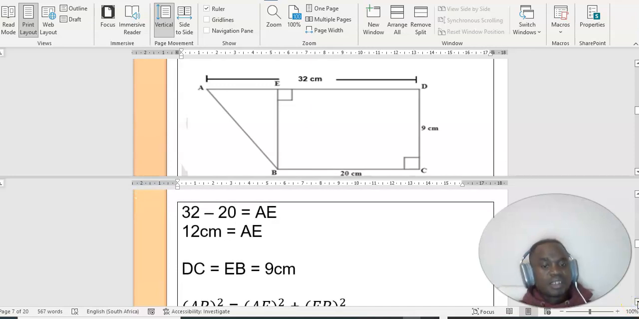Okay, DC is equal to EB. Where is it? DC is equal to EB. It's a rectangle. Opposite sides are equal. So DC is equal to EB. All of them are equal to 9. So this side is 9. This side is also 9.